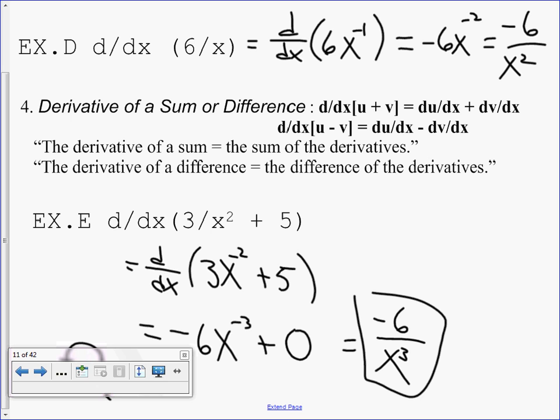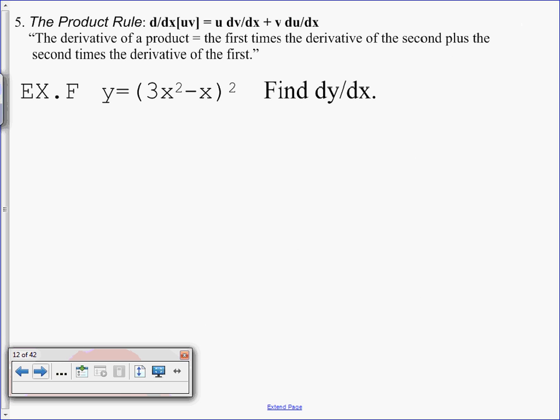All right, then we get to the exciting part, what we were talking about yesterday. Product. Wait, that's not a product. Oh, we can make it a product. The product rule, before we even do it, I want you to say it in words. Remember that the derivative of a product equals first times the derivative of the second plus the second times the derivative of the first. Cool.